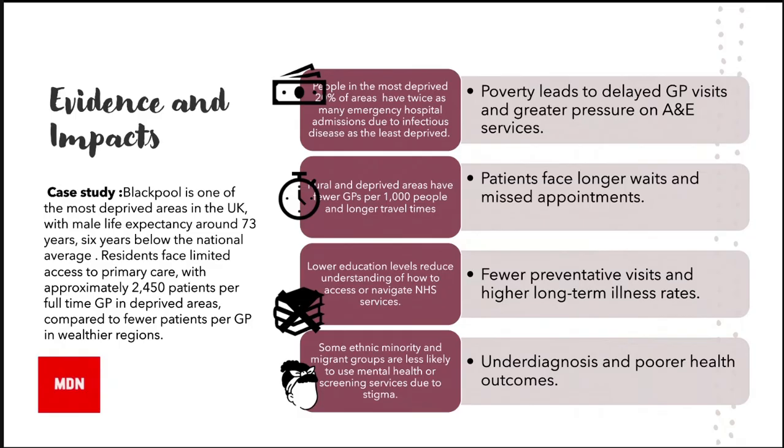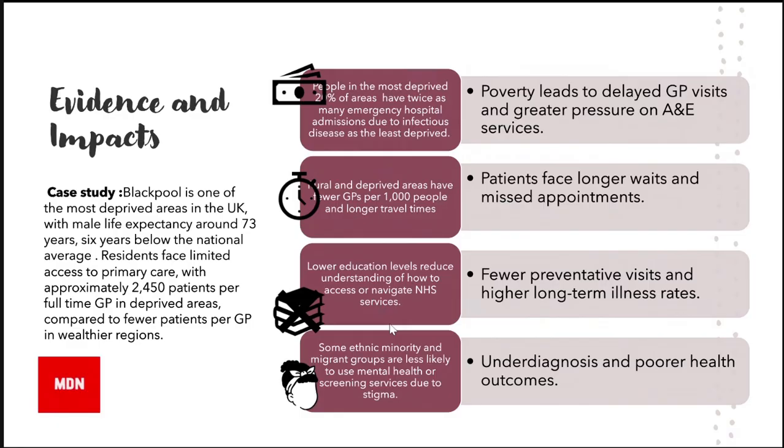A case study: Blackpool is one of the most deprived areas in the UK, with male life expectancy around 73 years old, 6 years below the national average. Residents rely more on A&E and have higher emergency admission due to limited resources and financial barriers. This shows the importance of the point of poverty and income deprivation.